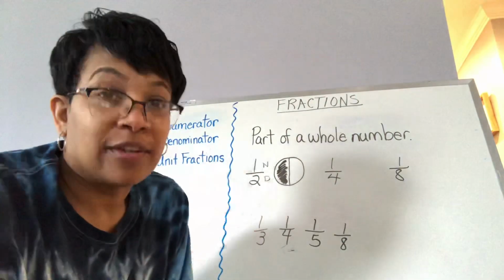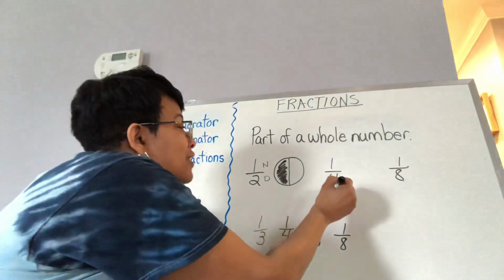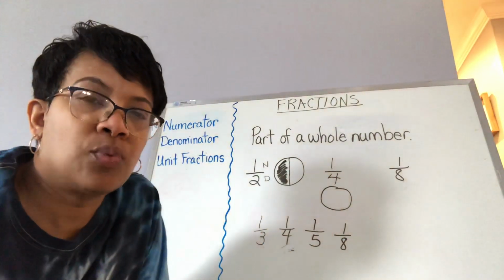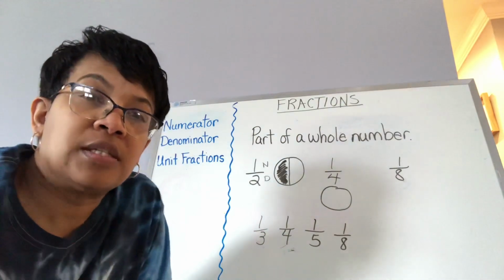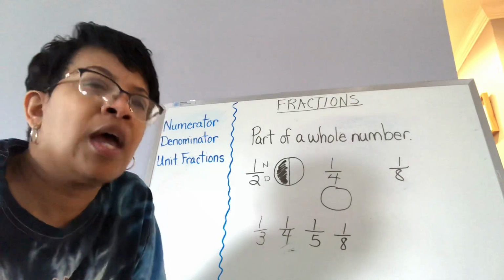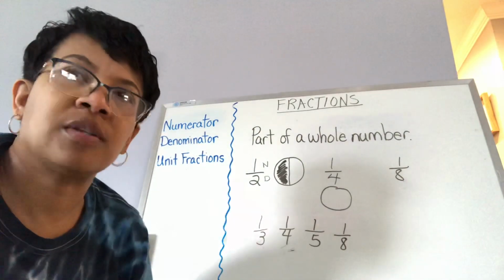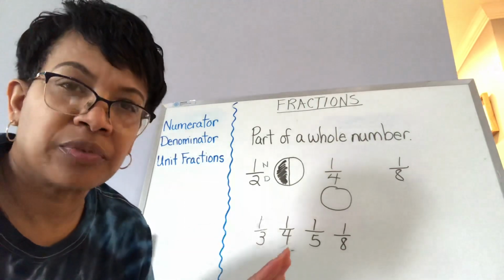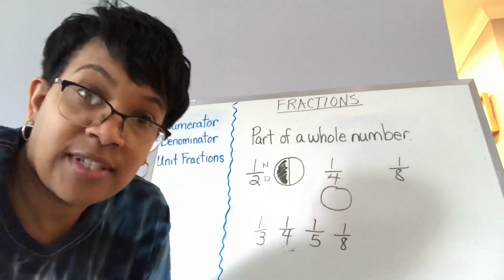So I would like for you to do this with me. So you're going to draw a circle. And because this fraction is 1/4, we're going to divide it into how many parts? 4 equal parts. You are correct. And you're going to do the best you can. Remember, we talked about this. Your fraction circle doesn't have to be perfect. You do it the best you can. I'm going to do it the best I can.